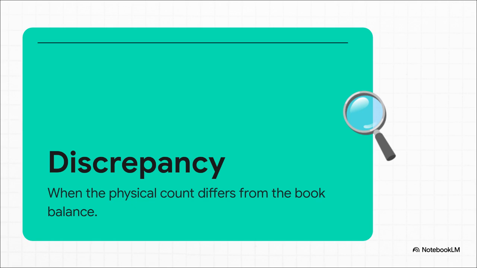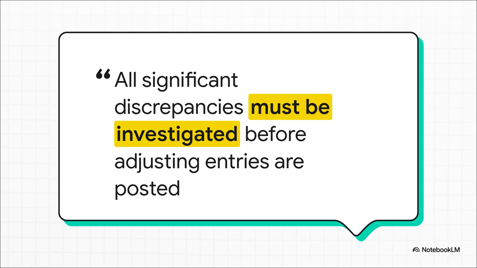The physical count is king. Your accounting records absolutely must be adjusted to match what actually exists in reality. But I want you to listen closely to this final, non-negotiable rule. All significant discrepancies must be investigated before adjusting entries are posted. Blindly posting an adjusting entry is completely unacceptable.